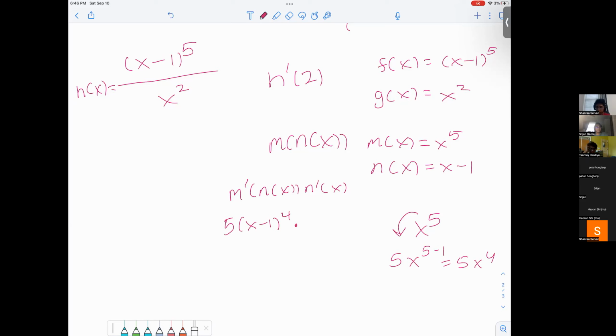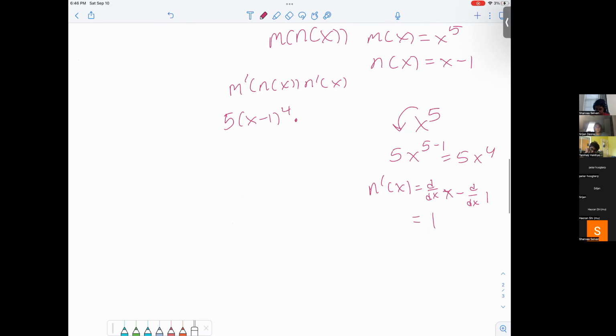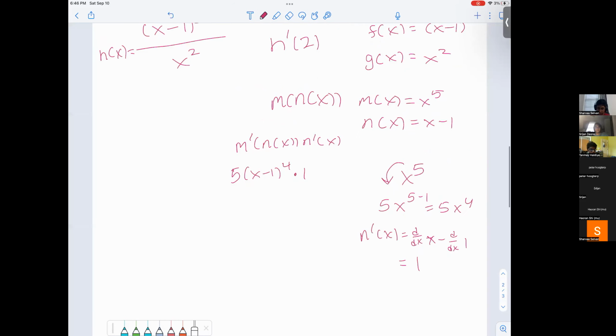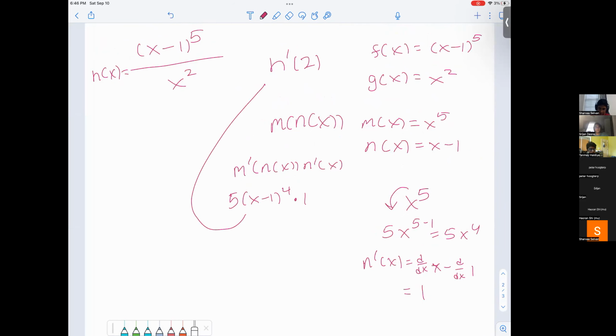The derivative of x minus 1 is going to be the derivative of x minus the derivative of 1. The derivative of x is just 1, and the derivative of a constant is 0. So you just are left with 1. So our final answer is 5 times x minus 1 to the 4th. But why did we do all of this? This was all simply to find the derivative of f of x.